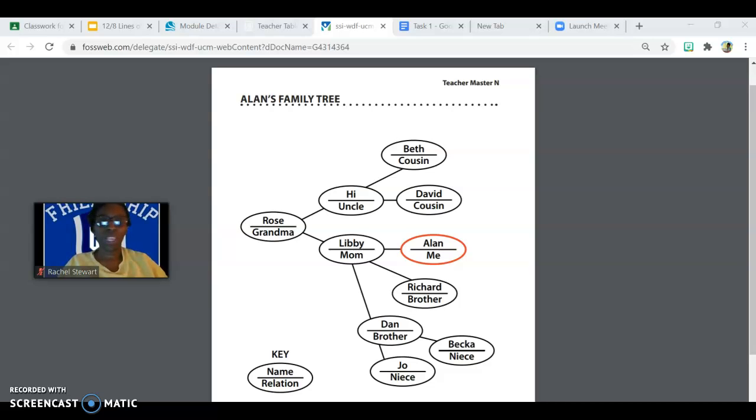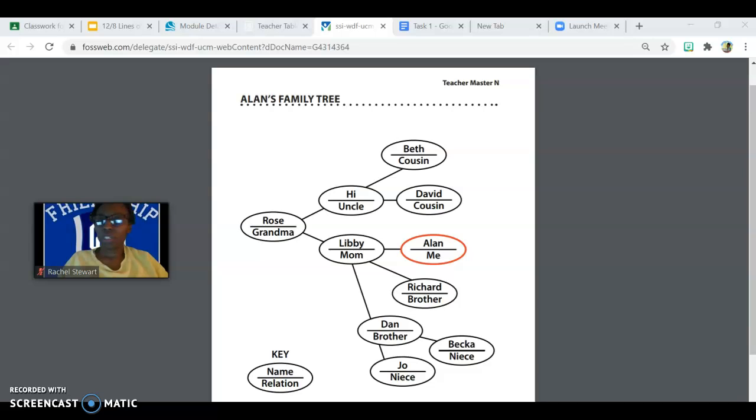We don't know if somebody has the same eyes as Grandma Rose. We don't know if Richard is taller than Alan because he looks like his father. We don't even know who their father is because it just says the mom is connected to Alan, Richard, and Dan. So this family tree is very limited to some information that we need.